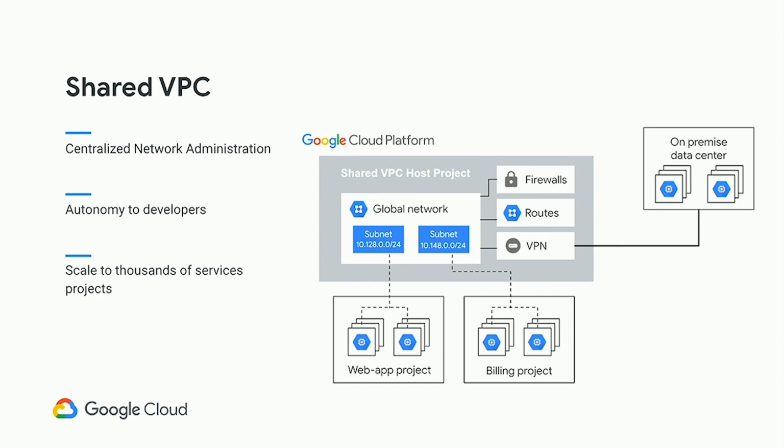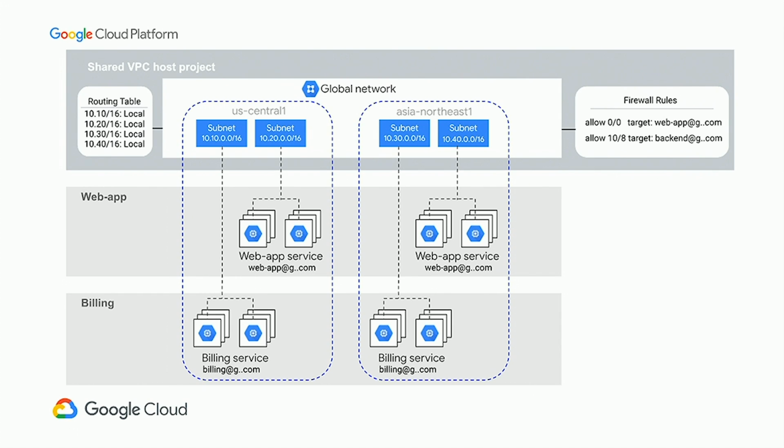If you're an enterprise network administrator, then you can use shared VPC in order to centrally create and manage your network while allowing full autonomy to your developers and allowing your organization to scale to hundreds or even thousands of developers or development teams. So let's take a look at an example. Now let's say in your organization you would like to create two types of applications. One is a web application that is internet facing, and the other is a billing application that is not facing the internet. With shared VPC, you can create a load balancer in your web app project.